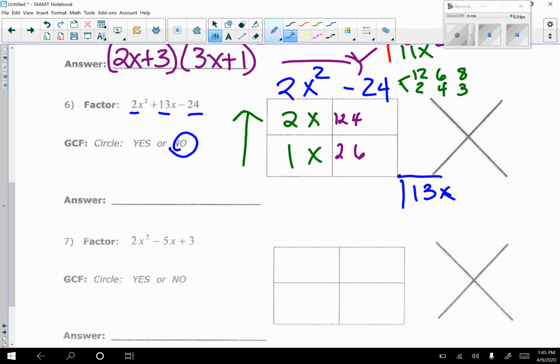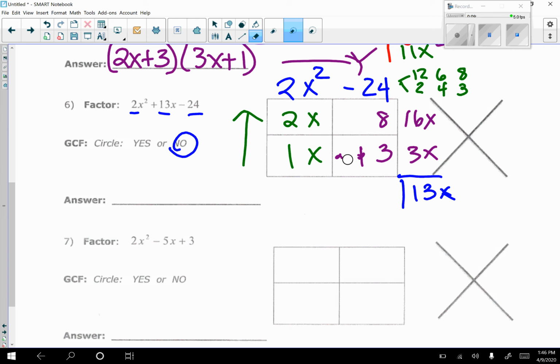Let's keep going. What about 8 and 3? Oh, and you could reverse those too. What about 6 and 4? So you might have to write over 12x and 4x. Nope. You might feel a little lost at this point, but keep going. Keep just trying different numbers. Guess and check here. 8 and 3. 8 times 2, that's 16x and 3x. Could I get 13x that way? Whoa. Yes, I could.